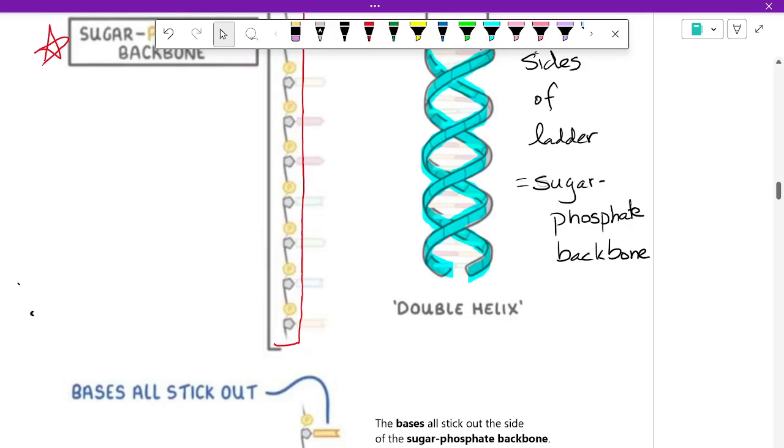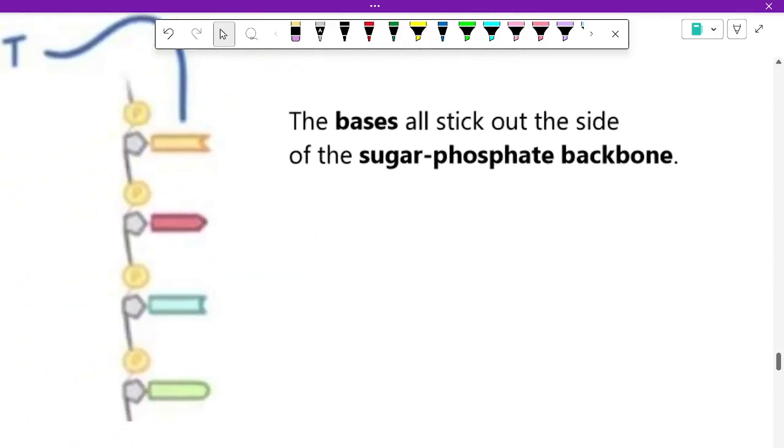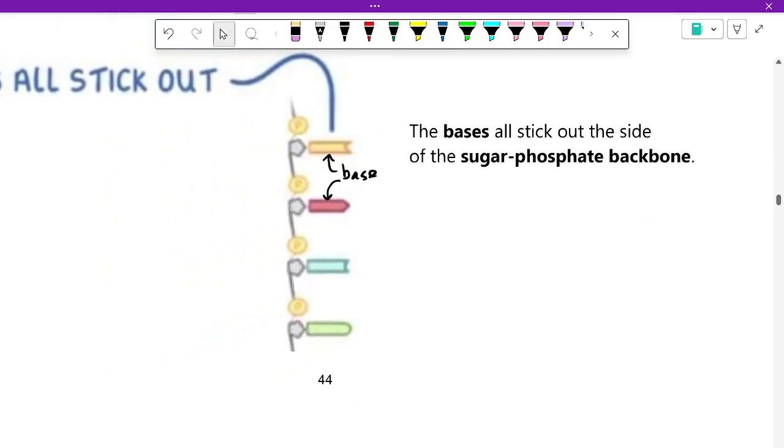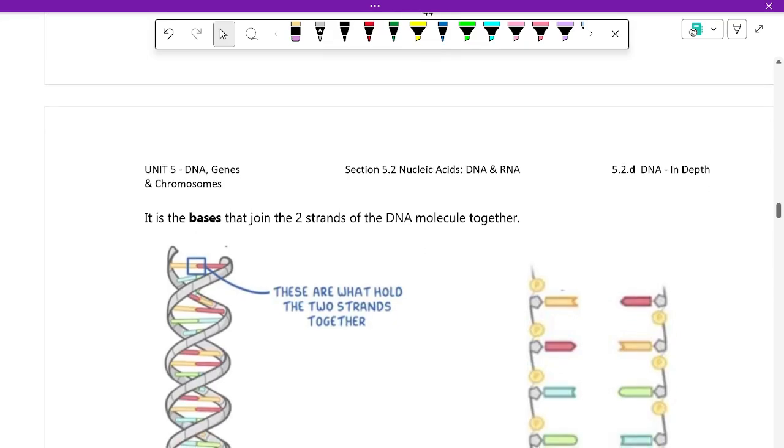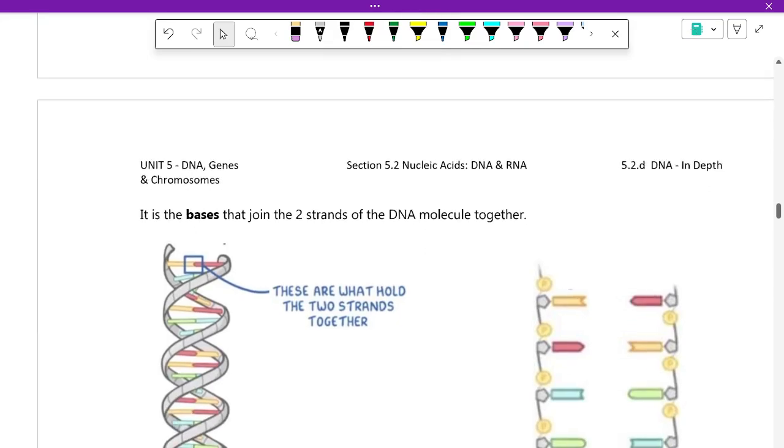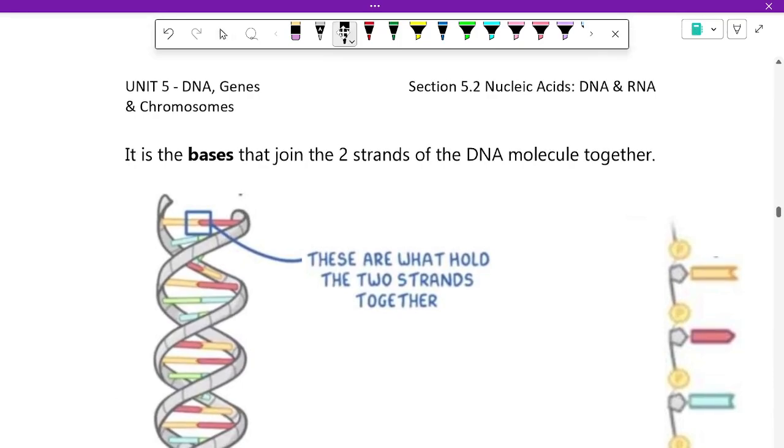And the bases all stick out the side off of the sugar phosphate backbone. There's our sugar phosphate backbone, and this is where we've got our bases. Base, base, base, base, base, base, base. It is the bases that join the two strands of DNA together. So the bases join the two strands of DNA together.